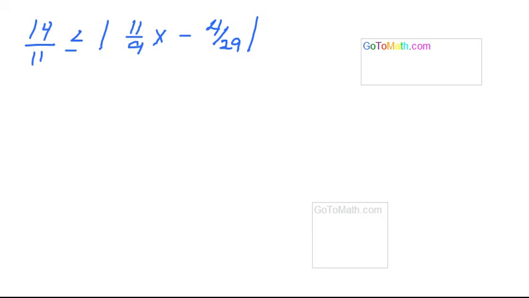You could say that the absolute value is greater than or equal to 14 over 11 if you wanted to. You could say it either way. Okay, well, let's get this written back into the form that we normally write this in, and that is the absolute value of 11 ninths.